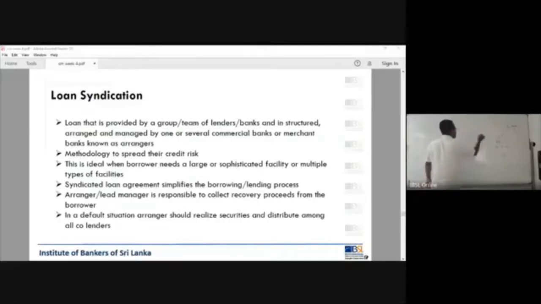You have done. We have a lead bank. We have other banks here, right? Money will be given like this. All banks will give the money. But when it comes to collection, collection will come here. This bank will pay the others.